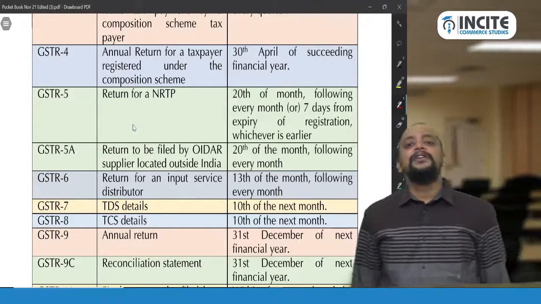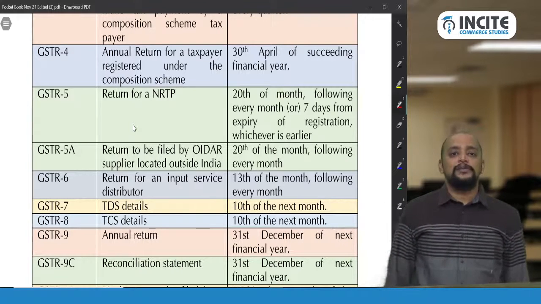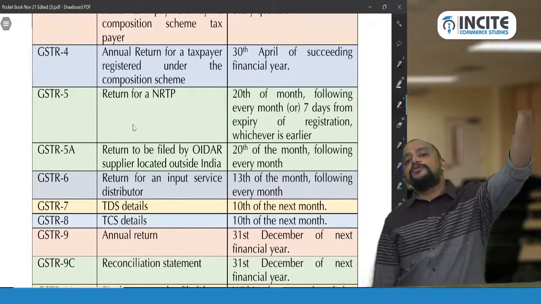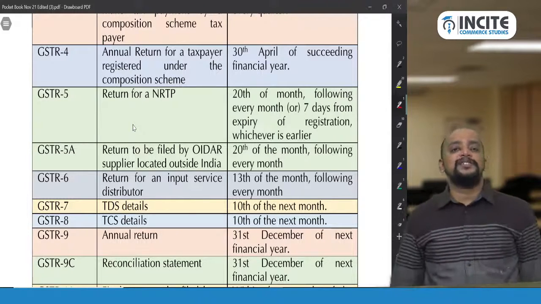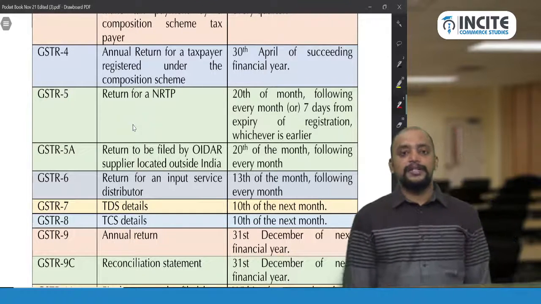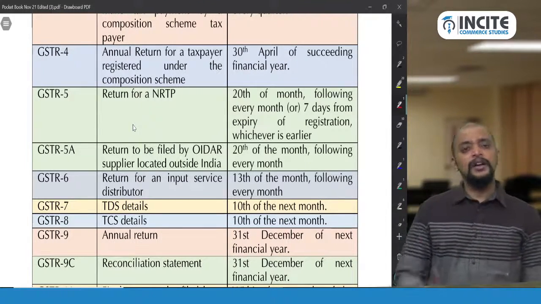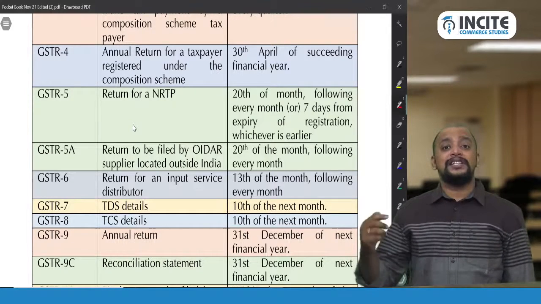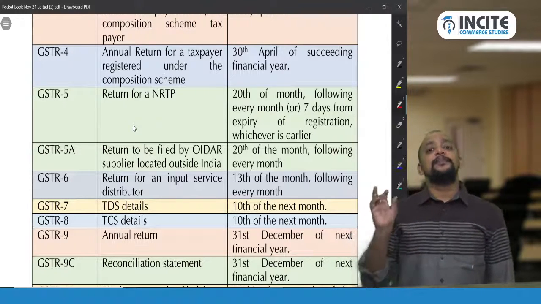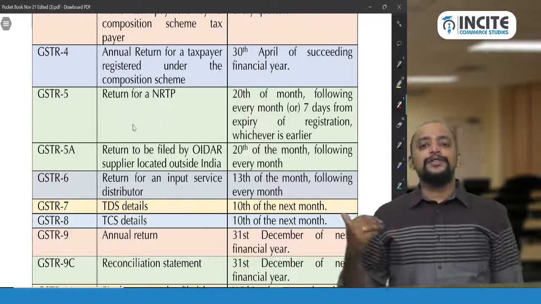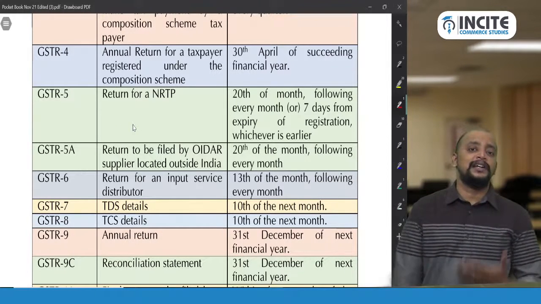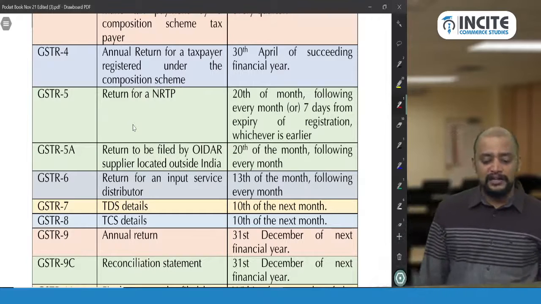GSTR 5 is the return for a non-resident taxable person. An NRTP is a person who comes from outside India to India, who does not have a physical place of business in India and who is making supply of goods or services in India. That non-resident taxable person needs to file the return by 20th of the month following every month, or 7 days from the expiry of registration, whichever is earlier, because they get a temporary registration. Every month they need to check the 20th of the subsequent month or 7 days from expiry of registration, whichever is earlier, and it is a monthly return only.